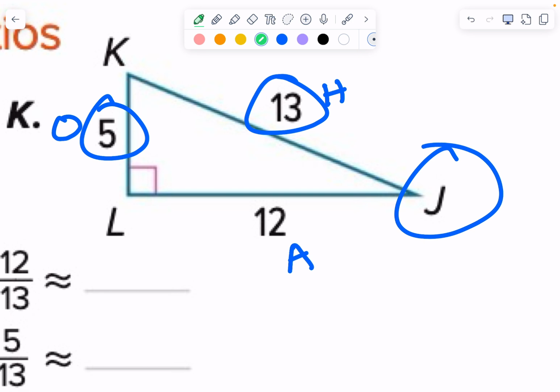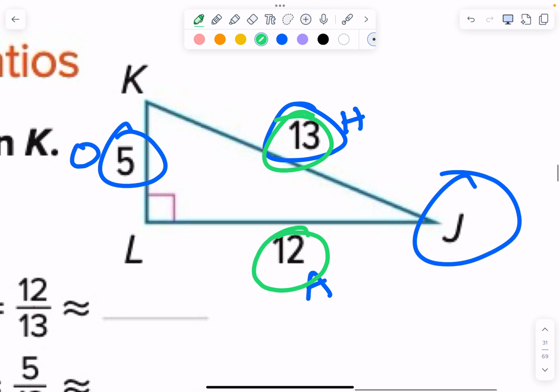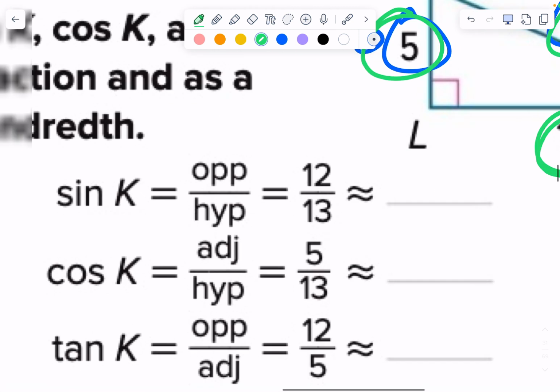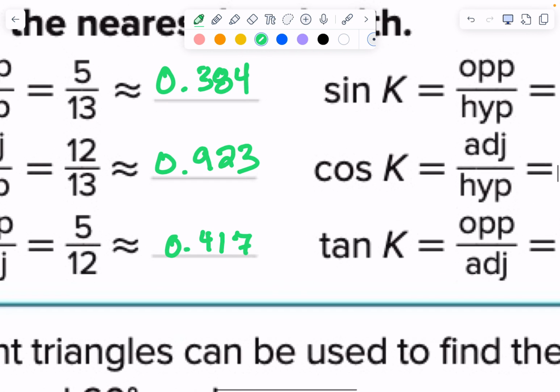Okay, all right, next, cosine. Which one is cosine? Cosine is AH, right? So adjacent over hypotenuse, that would be 12 over 13. What's that? 0.923. Perfect. And the last one is TOA, T-O-A. O is 5, A is 12, so 5 over 12 is? 0.417, right? 0.417, okay?